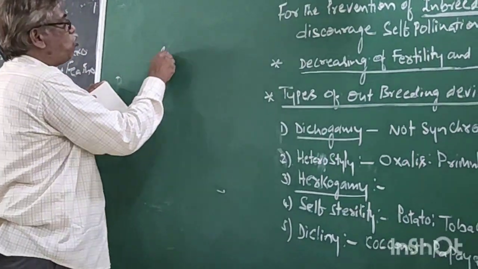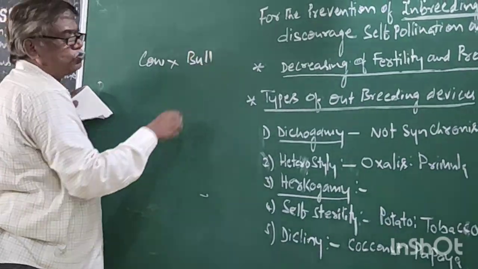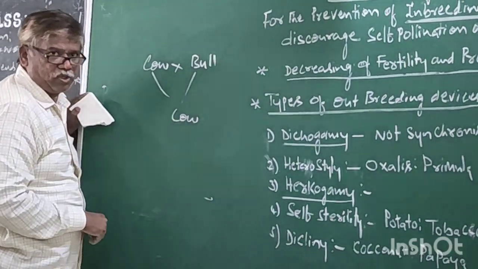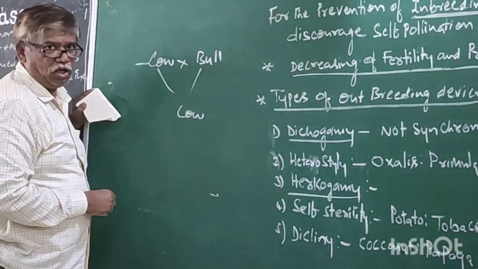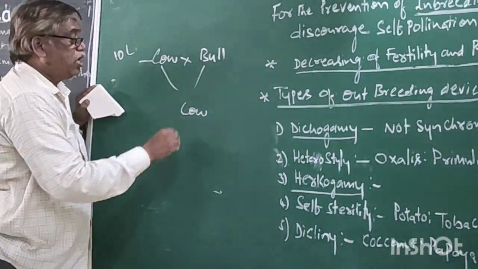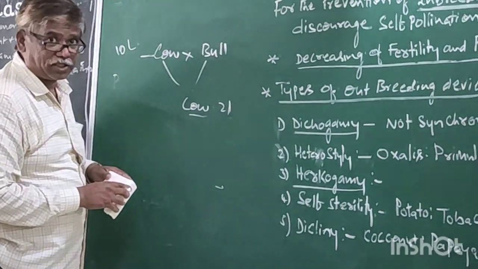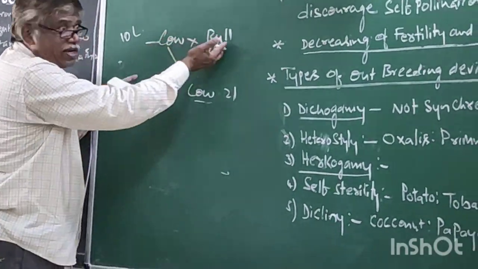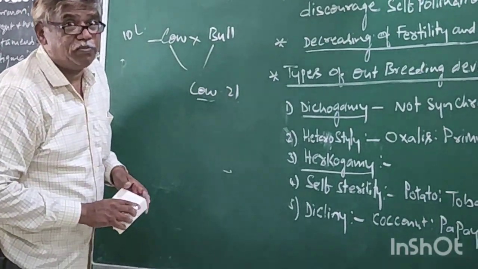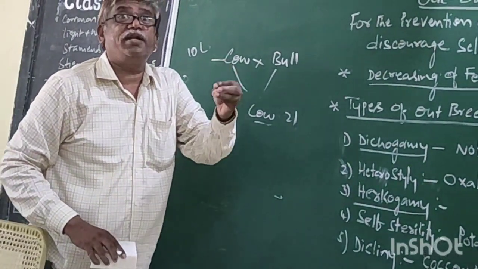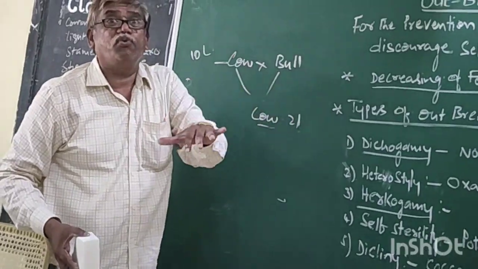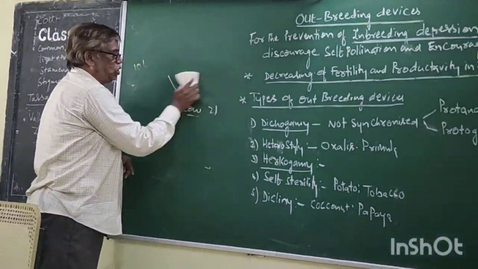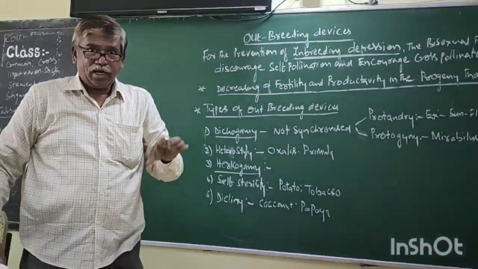Suppose this is the cow and this is the bull, and both are crossed. The cow gives 10 liters of milk per day, but the offspring gives 2 liters. Fertility and productivity decrease in the progeny compared to the parents. What is the reason for inbreeding depression? Due to repeating of inbreeding rather than outbreeding. This is about the knowledge in animals.